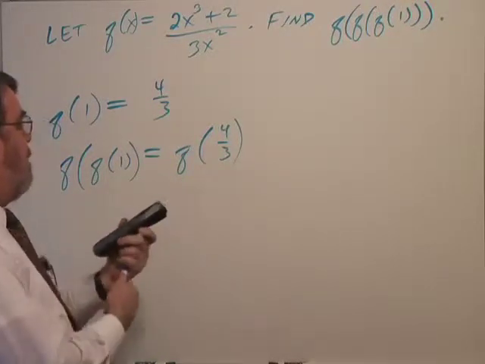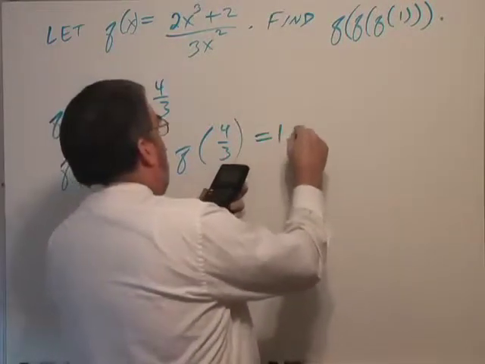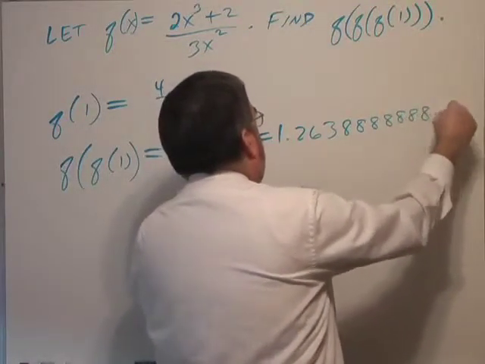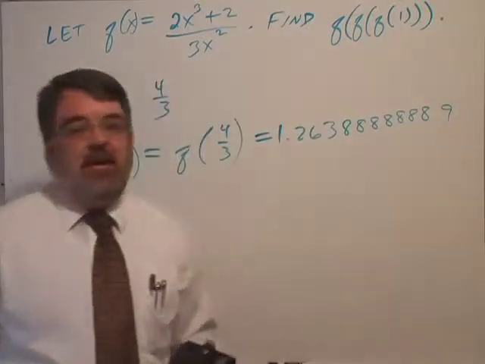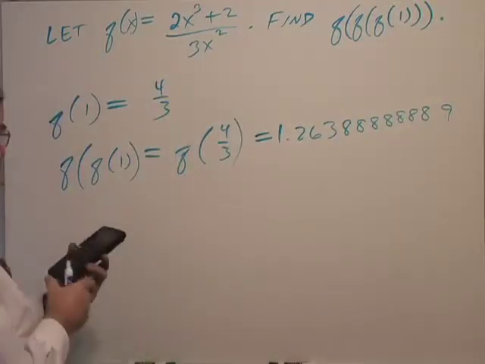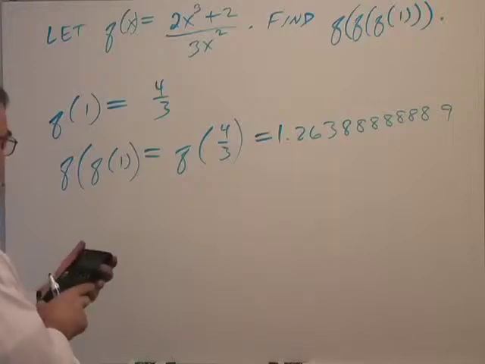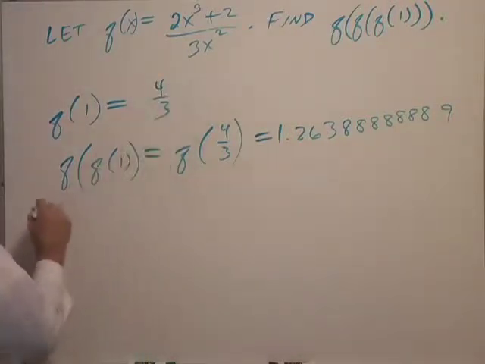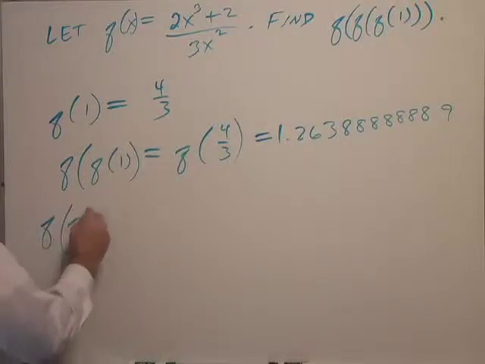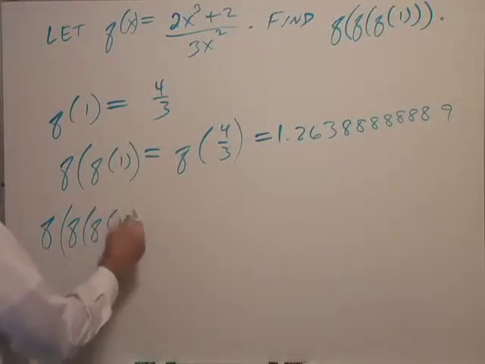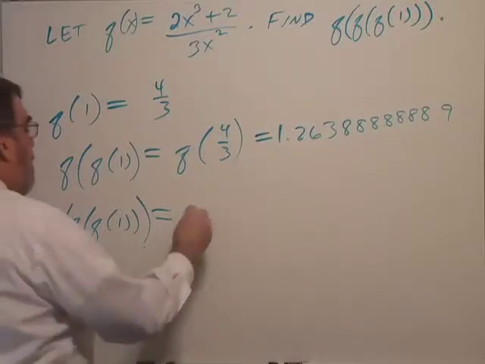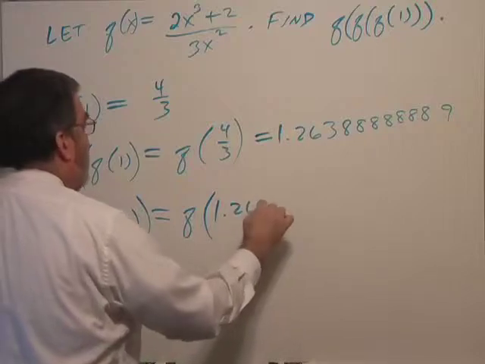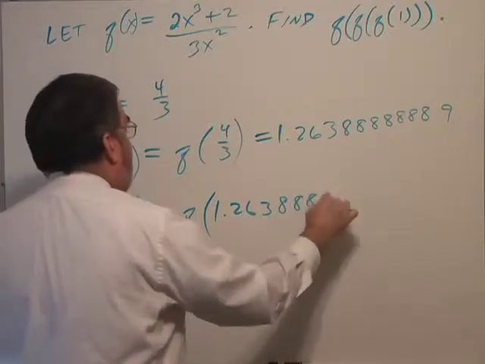I get 1.263, and then a very long string of 8's, and it rounds it off to 9 at the end. But it's an infinite string of 8's, I'm sure. All right, so that was that result. So f of 1, which is what we were looking for, ends up being f of this value, 1.263 and a long string of 8's.